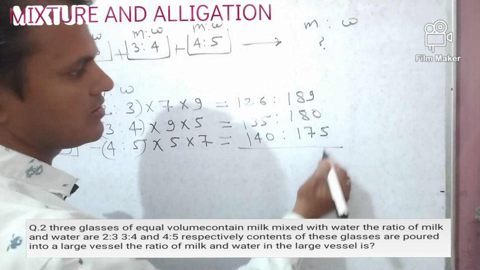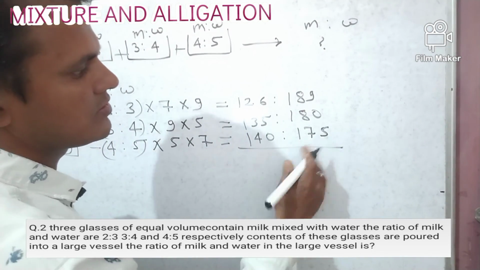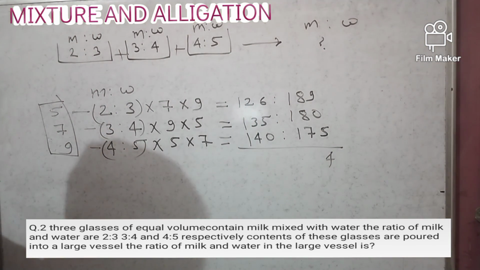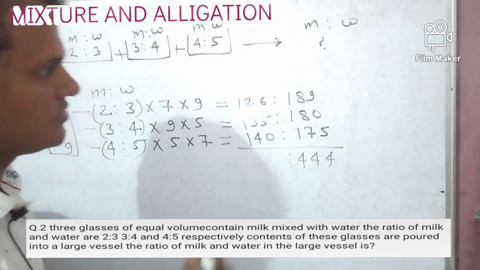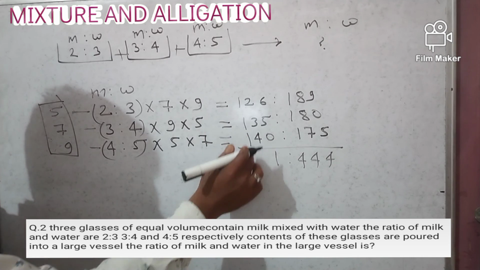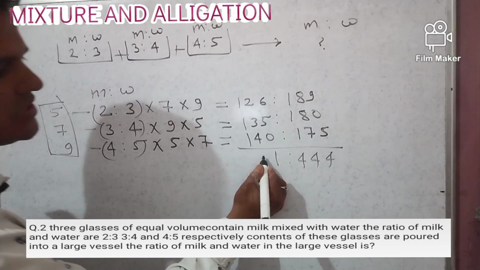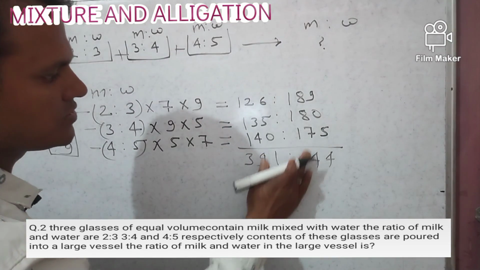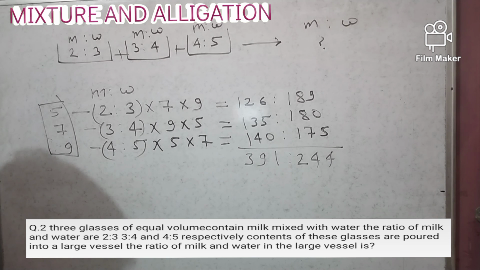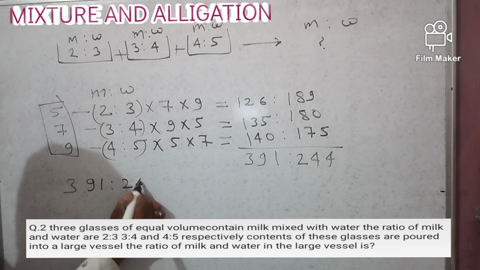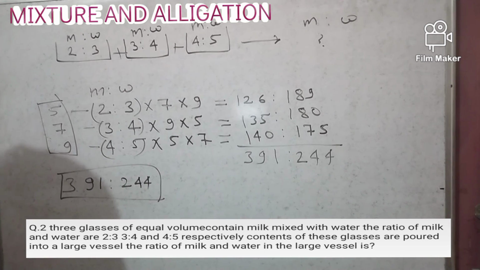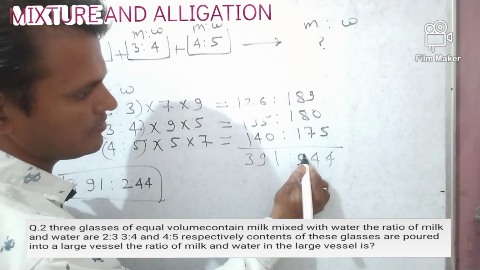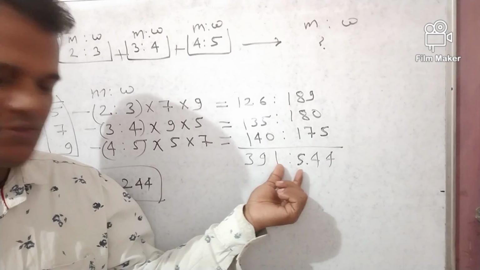Now add them. 126 plus 135 plus 140 is 401... adding the milk parts gives 391, and adding the water parts gives 2 plus 3 is 5, 5 plus 4 is 9, giving 554. So the new ratio is 391 is to 554.